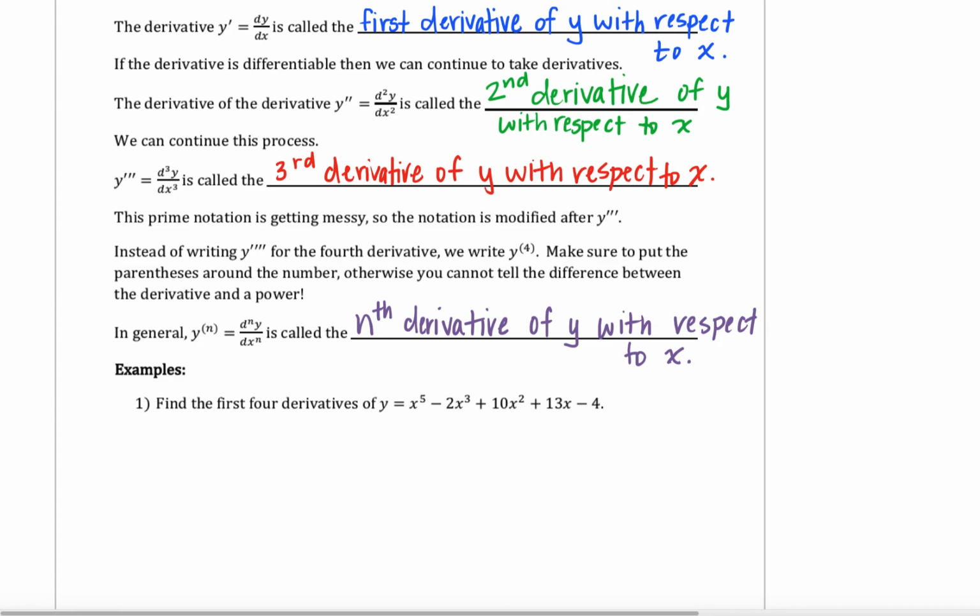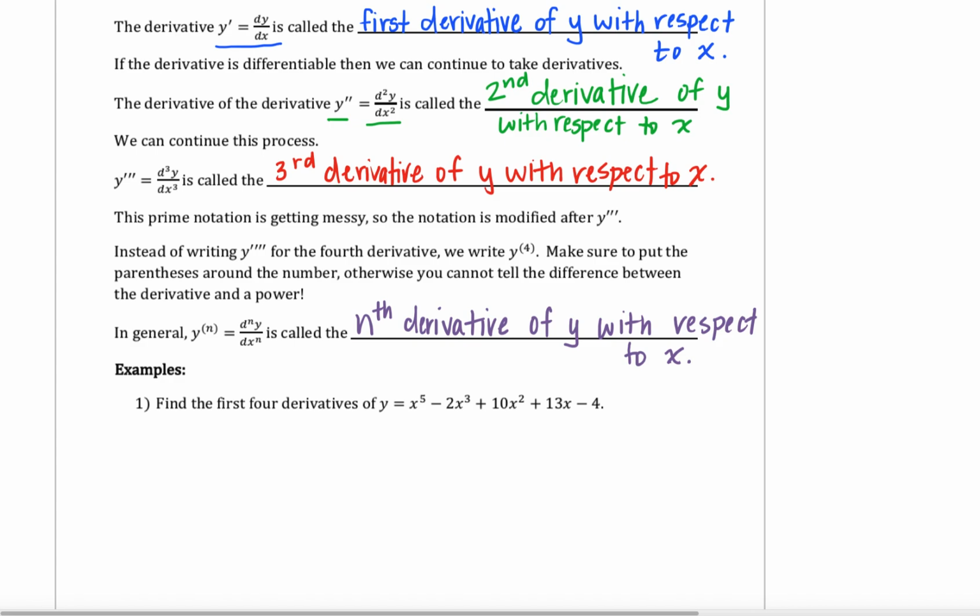So the derivative y prime or dy over dx would be our first derivative of y with respect to x, whether we use the prime or the operator notation. If that function is also differentiable, then we can continue to take derivatives. We would call y double prime the second derivative of y with respect to x. Now with the prime notation, we would put two primes on there to represent the second derivative. With the operator notation, we're using this exponent or the superscript of 2 to represent the second derivative.